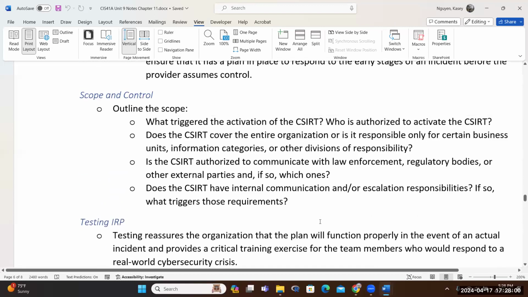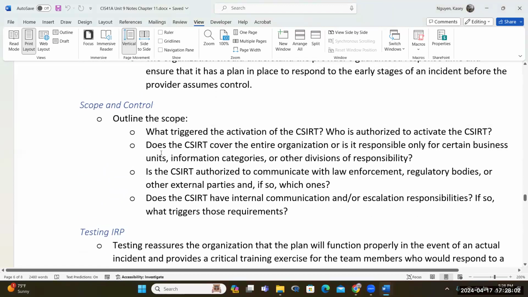Okay, it talks about how you should outline your scope and making sure that you have appropriate control, especially when it relates to law enforcement.